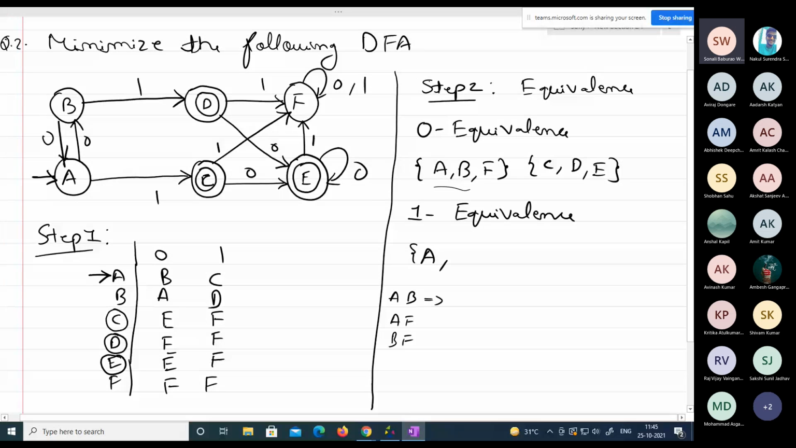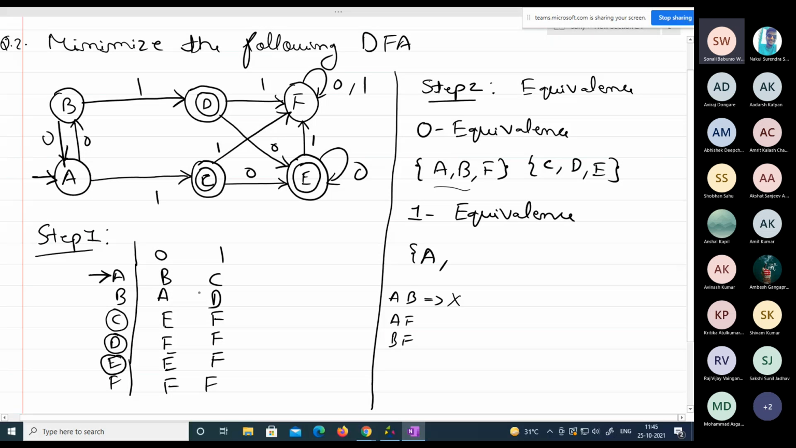Check for AB. A on 0 is giving me B. A on 1 is giving me C. B on 0 is giving me A. And B on 1 is giving me D. That is not acceptable. A on 0 is giving me B. A on 1 is giving me C.